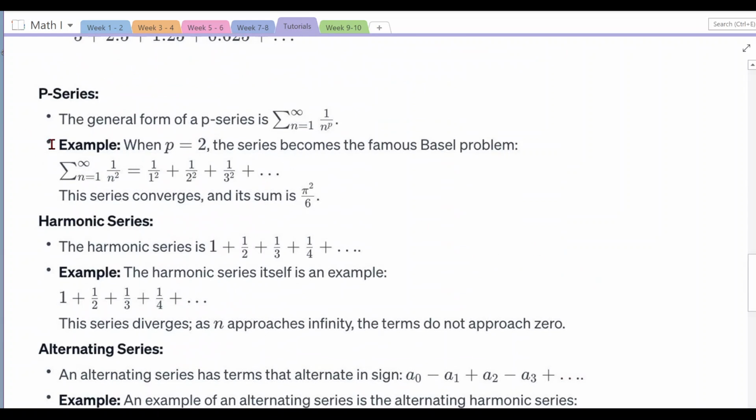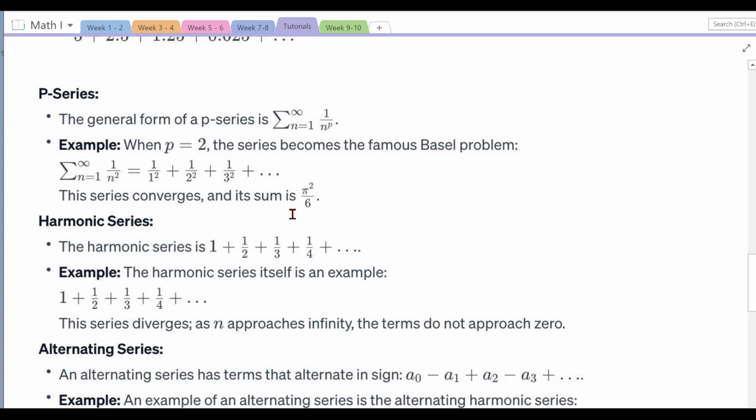For an example of a P series, by definition the general form is the summation from n equals 1 to infinity of 1 over n raised to a power p. That's why it's called the P series. The p here is fixed. For example, when p equals 2, the series becomes 1 over 1 to the power of 2, 2 to the power of 2, 3 to the power of 2. So the power in each term is fixed, is constant.